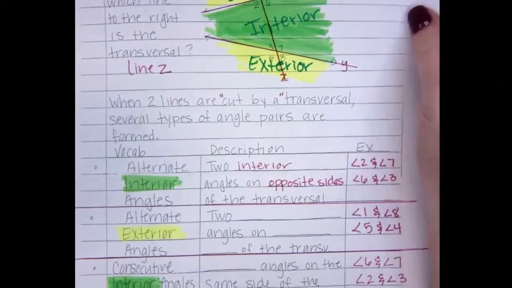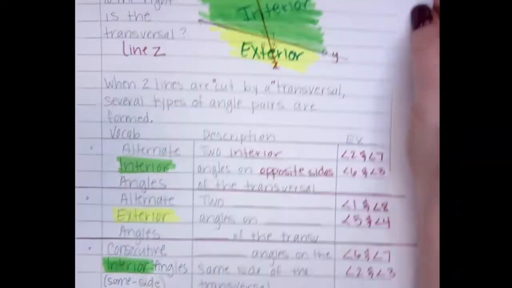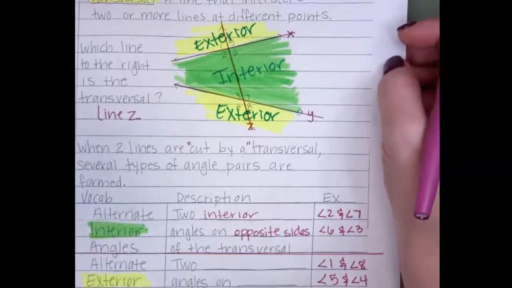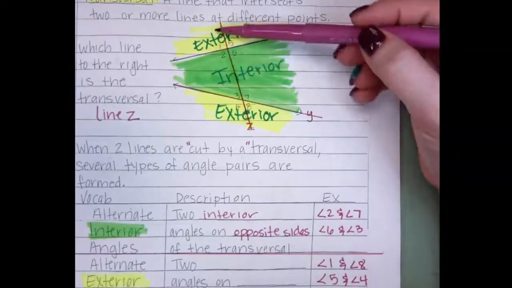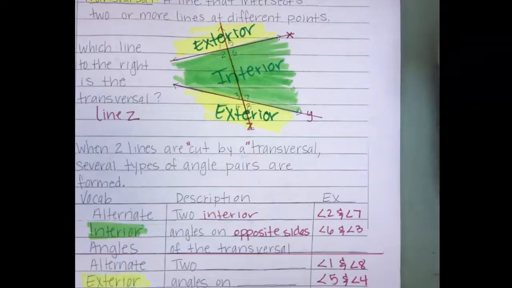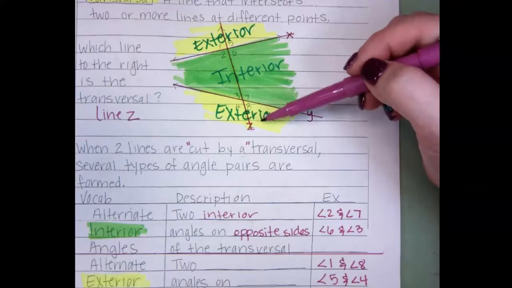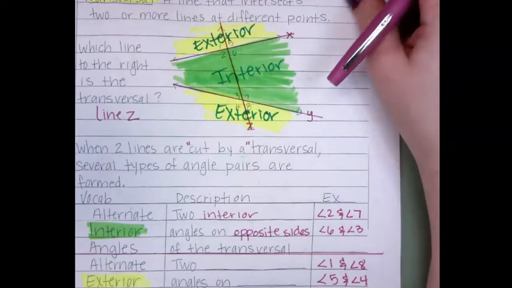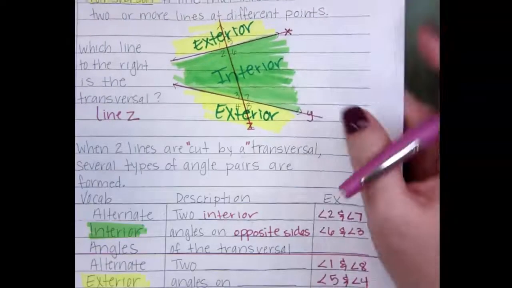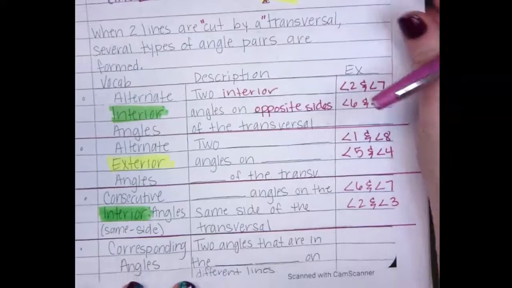Very good. Now we do have same side exterior, which we don't have right here, but I bet you're pretty smart and you can figure out what that is. Same side exterior would be what, 5 and 8, and then 1 and 4. Yeah, same side exterior. 1 and 5 would be on the same side of the transversal, but on the exterior. And 1 and 4 would be same side of the transversal, but on the exterior. All right, the last one is corresponding. Oh, hold on. I got ahead of myself.